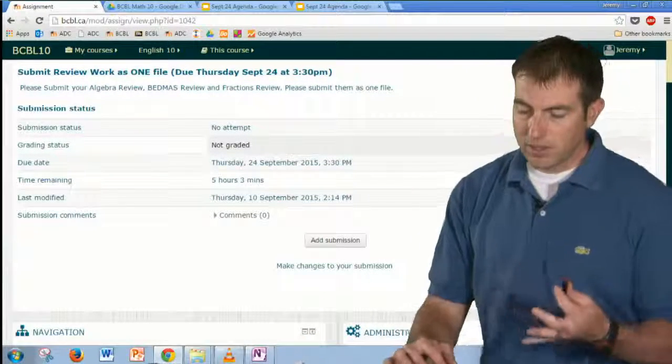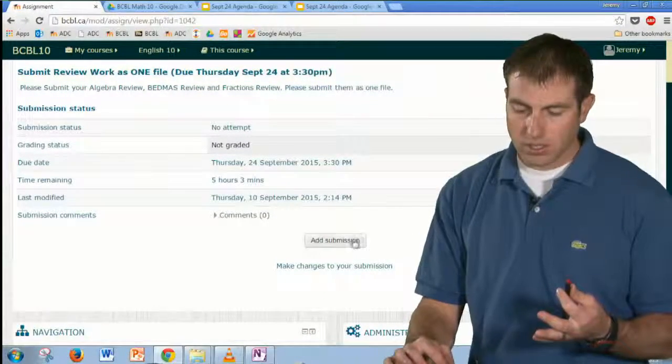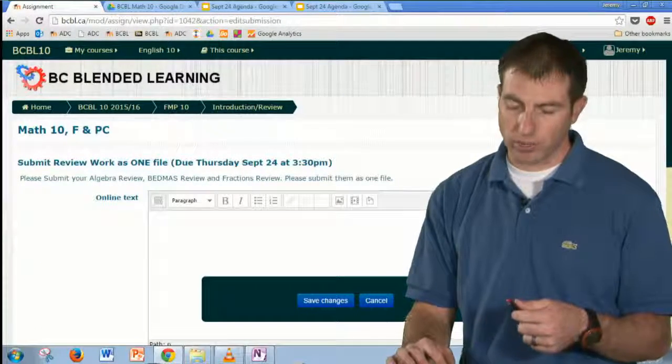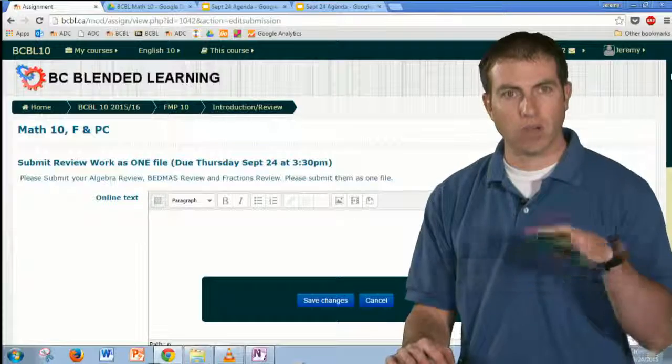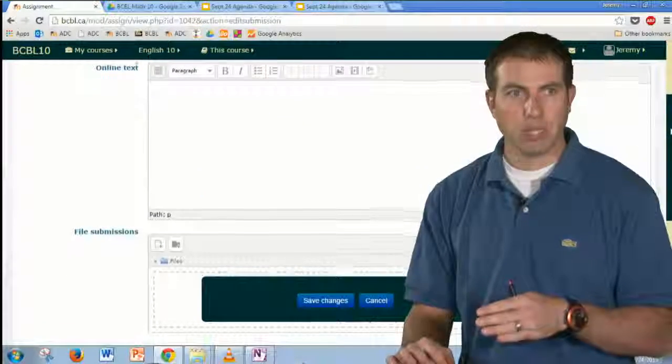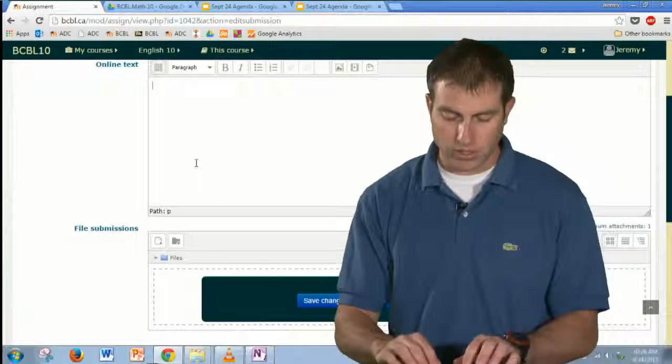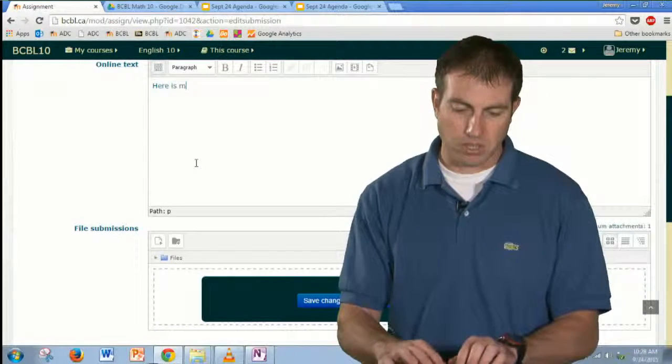Once I'm in the assignment, if I click on this Add Submission button, it's going to open a new little window here. And sometimes you'll have to scroll to the bottom if it's a big, long assignment. But it asks you to enter some online text. So you can put in whatever you want. You can say, like, here is my assignment.